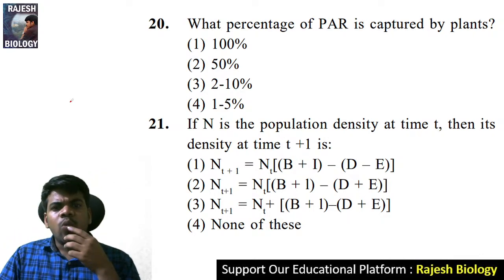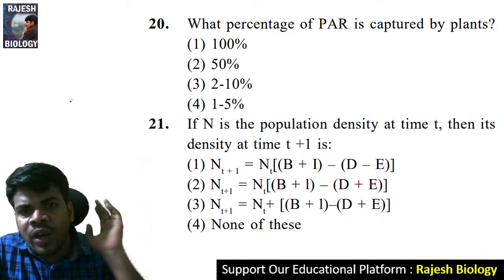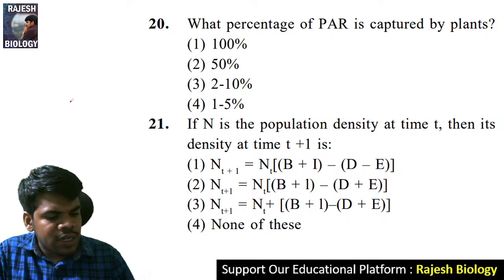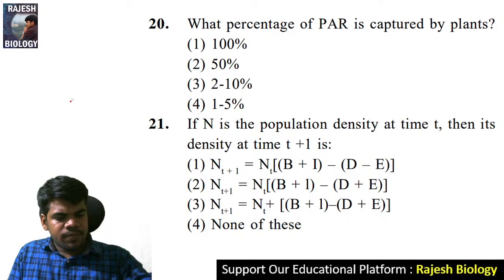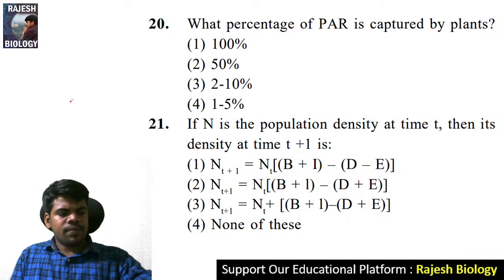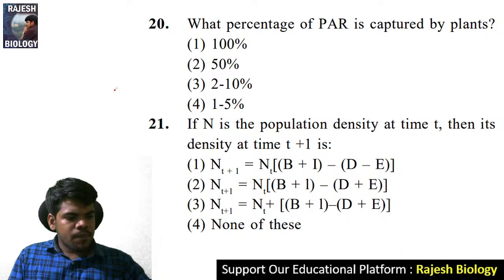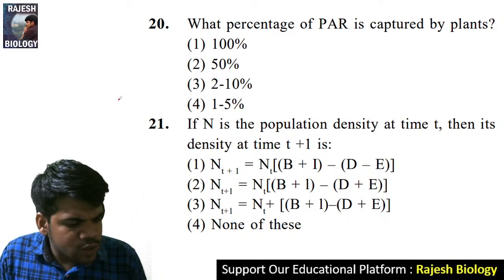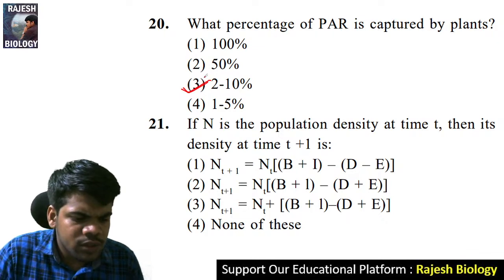20th question. What percentage of PAR is captured by plants? Photosynthetically active radiation. What percentage? Yeah, 20th, 3. Very good. 2 to 10%. Chinnu perfect.